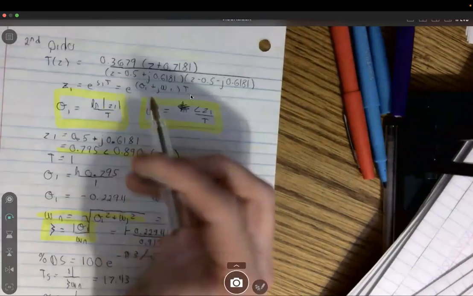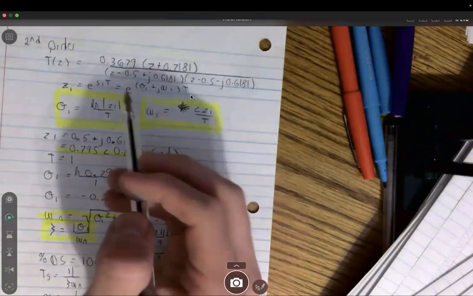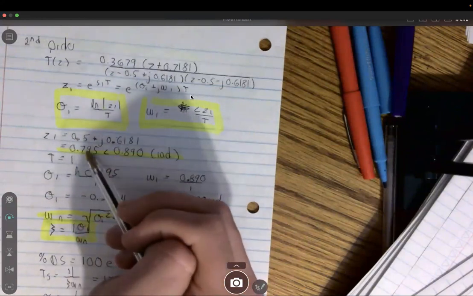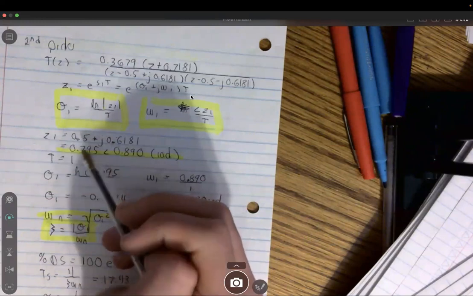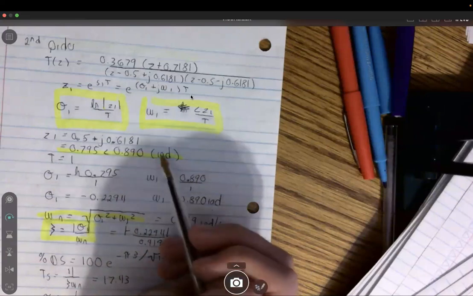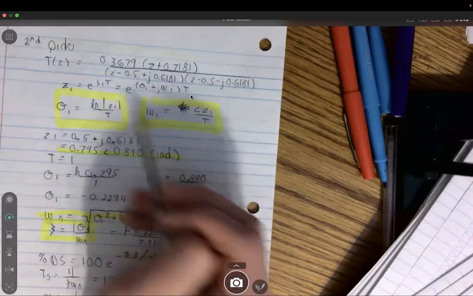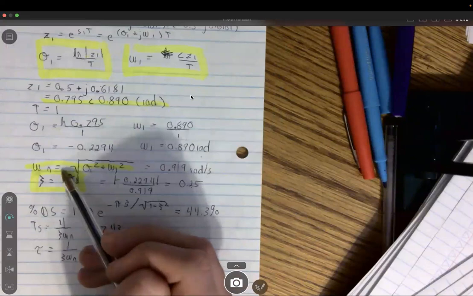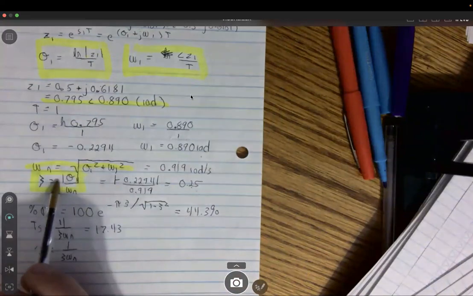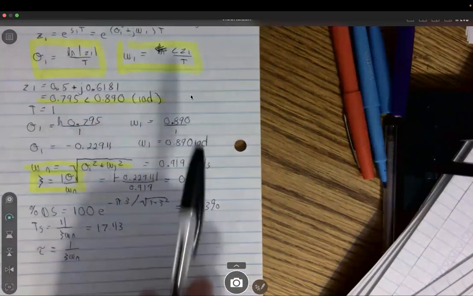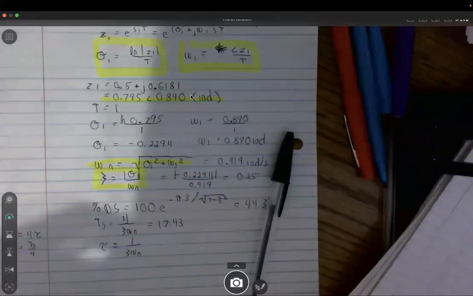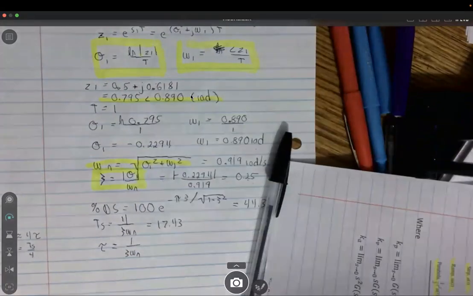So for second order systems, if you have two conjugate poles, you just need to find the polar representation: the magnitude of one of the poles and the phase. Make sure your phase is in radians. You find your sigma 1 and your omega 1, then your natural frequency and your damping ratio. Using those two pieces of information, you can solve for your time domain characteristics. So that's pretty much what you have to do there.